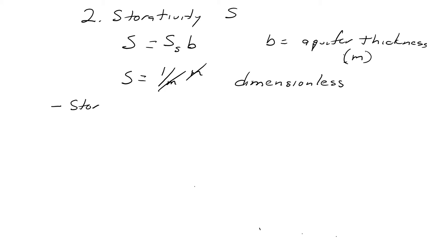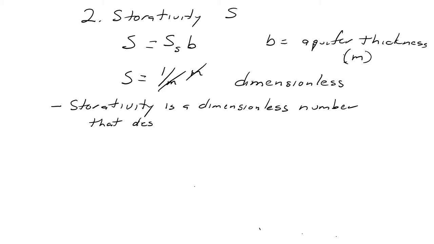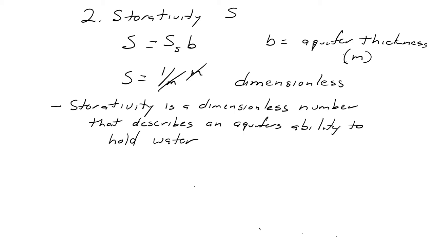So here's kind of the bottom line, sort of a simple explanation of what's going on here. The storativity is a dimensionless number that describes an aquifer's ability to hold water. Obviously, a thicker aquifer, all things being equal, is going to be able to hold more water than a thin one. An aquifer that has a greater porosity, if you go back to the specific storage definition, will be able to hold more water than one that has a low porosity.